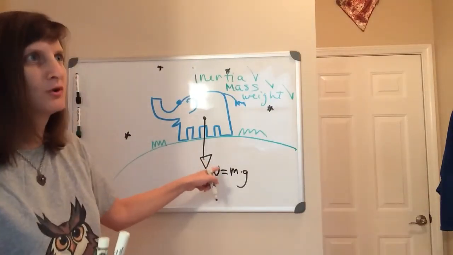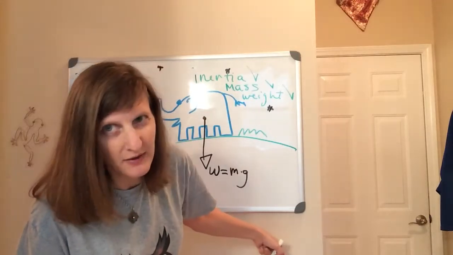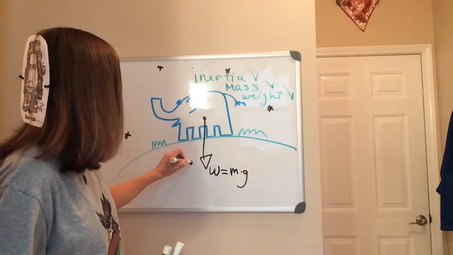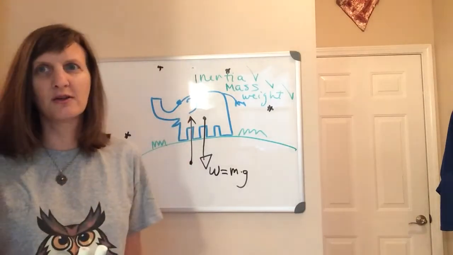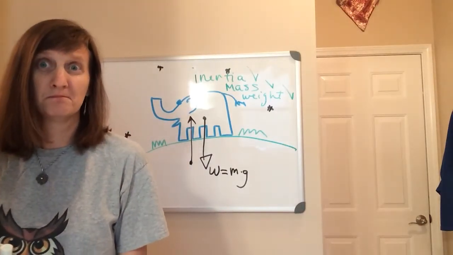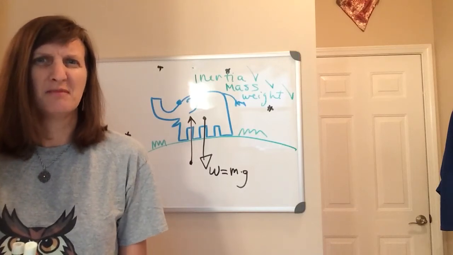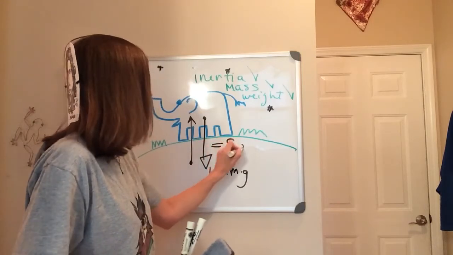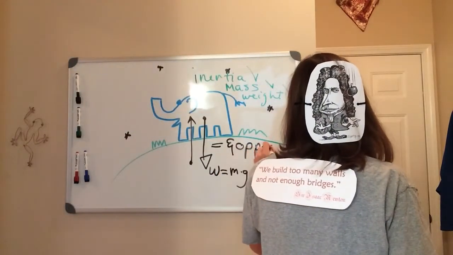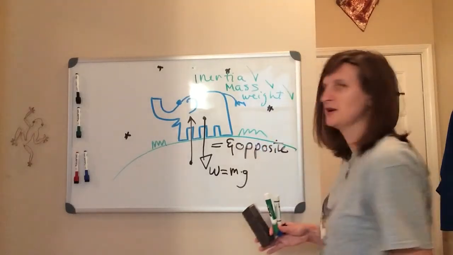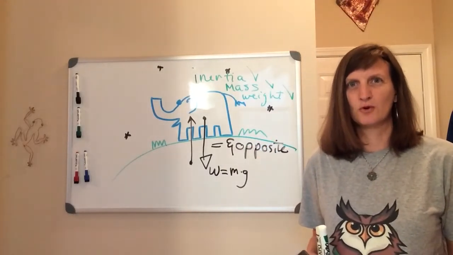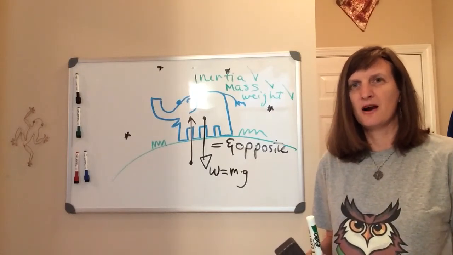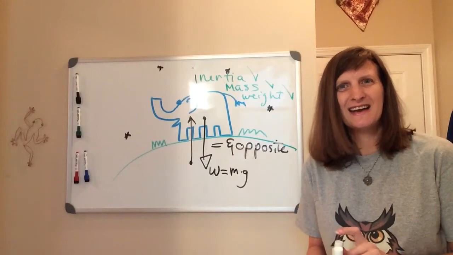So the earth pulls the elephant down, and the reaction force will be the elephant pulls the earth up. Action, reaction, pairs of forces. These are equal and opposite forces. That's Newton's third law of motion. And they are on opposite objects and equal forces.